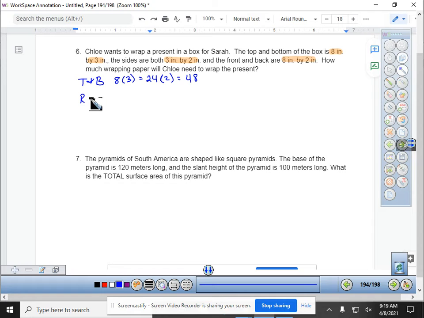I call those the right. And what are those dimensions? 2 and 8. 3 times 2, which is? 6. But wait. What's 6 times 2? 12. And then we got to do the front and back. That is 8 times 2, which is? 16. Oh, wait. There's 2. That's right. What's 16 times 2?